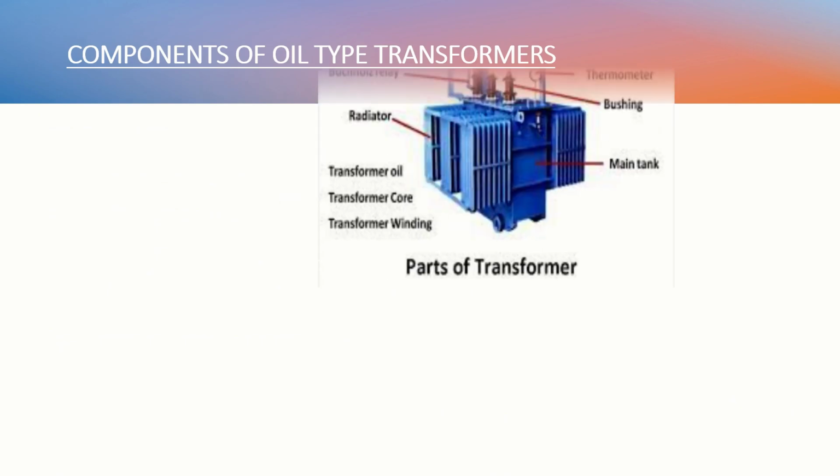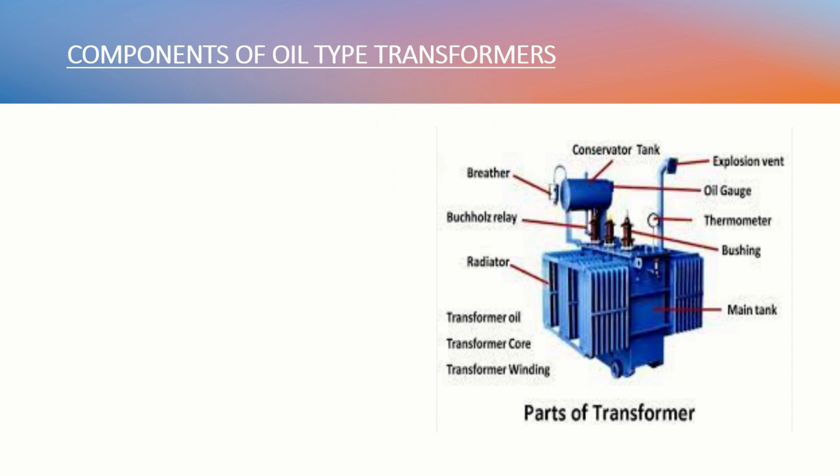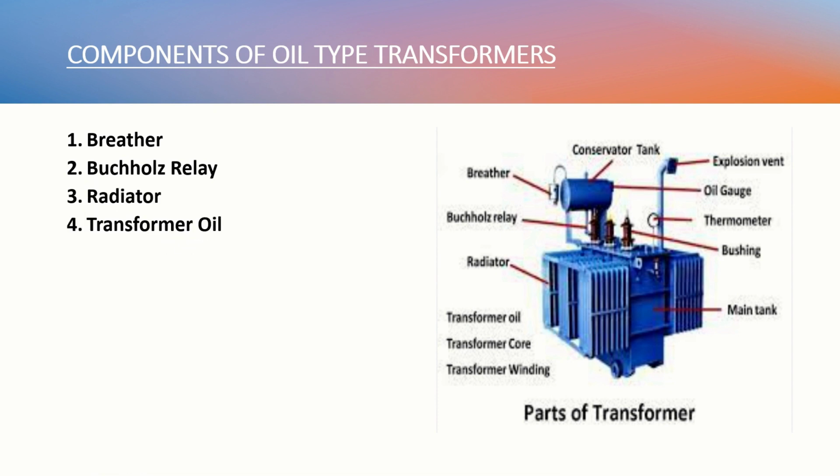Component of oil type transformer. So this was basically used earlier in different projects or big industries. So breather, one is the breather which you can see here. Then Buchholz relay, which is an important part of transformer. Then radiator, then transformer oils, which are generally placed inside the core and radiators, so the cooling can be done.